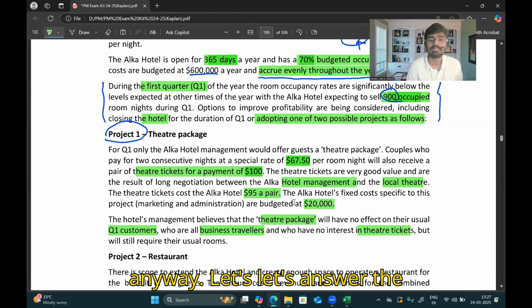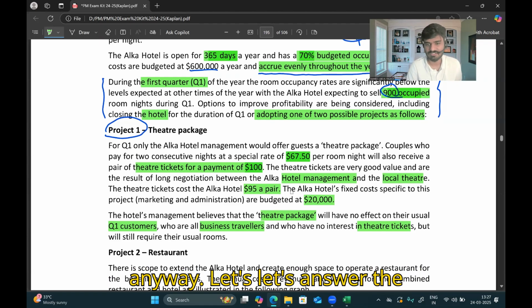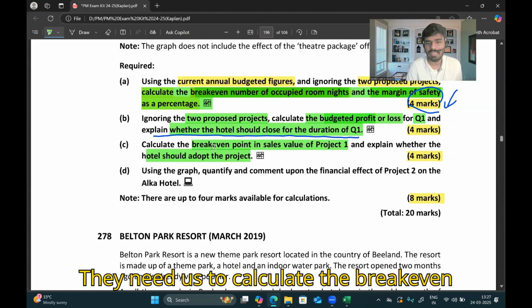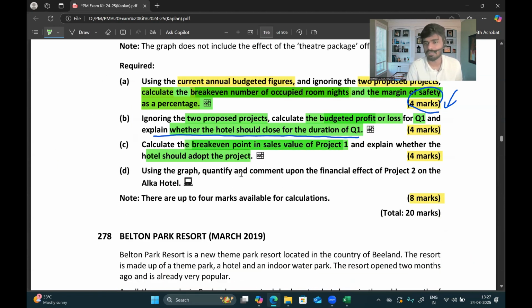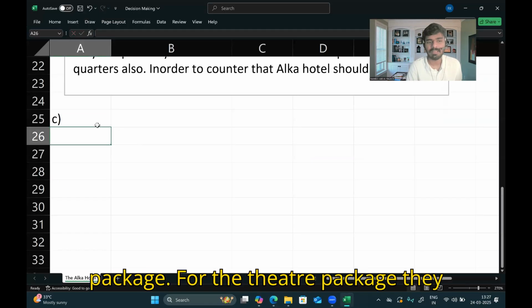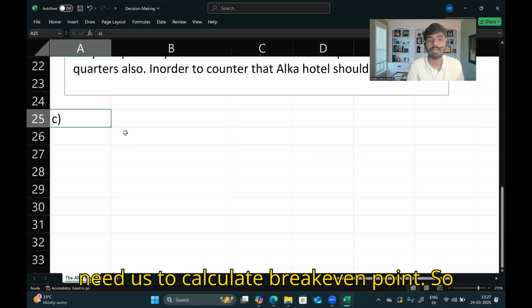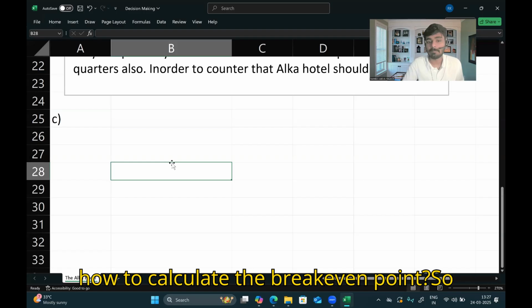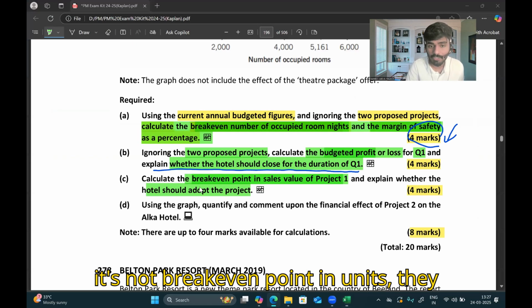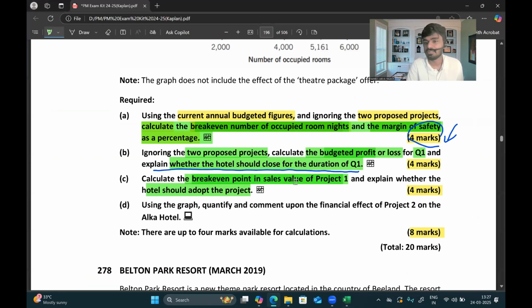Anyway, let's answer the requirement. They need us to calculate the break-even point in sales value of project 1. Project 1 is the theater package. So how to calculate the break-even point? It's not the break-even point in units. They need us to calculate the break-even point in sales value.